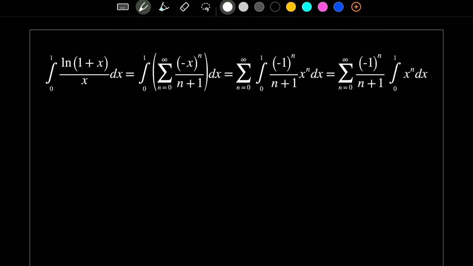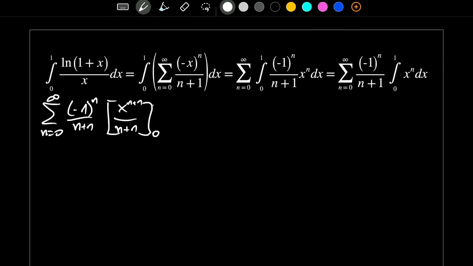Now of course notice that this integral actually is really simple because it's just a standard integral we all know from calculus classes. So we're going to have the sum from n equals 0 up to infinity of minus 1 to the power of n divided by n plus 1 times x to the power of n plus 1 divided by n plus 1 evaluated from 0 up to 1.